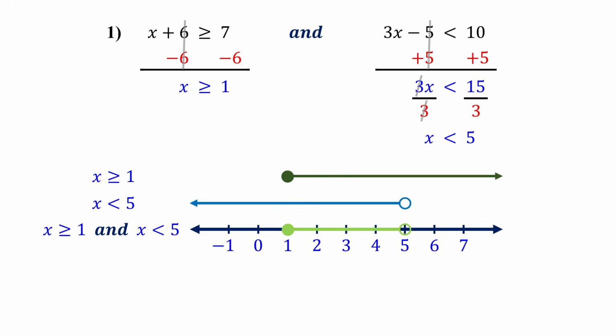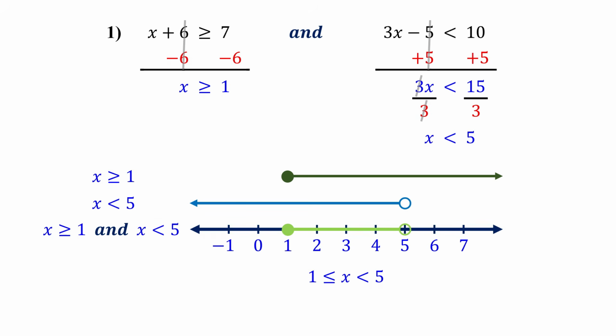Therefore, our solution is all numbers between 1 and 5, including 1 but not 5. In inequality form, we can write this as 1 is less than or equal to x less than 5. This is basically a compact way to write this one.